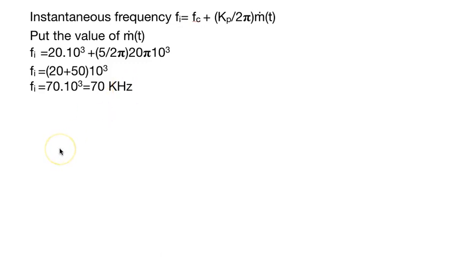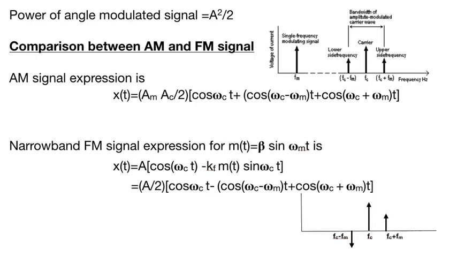Okay, a very simple, very easy approach to find the instantaneous frequency and phase of a signal. Now let's go. The power of the angle modulated signal is A squared by 2, and it remains almost the same throughout, because you can see that the amplitude is not changing. Amplitude remains the same, and amplitude is the main parameter on which the power of the signal is considered.